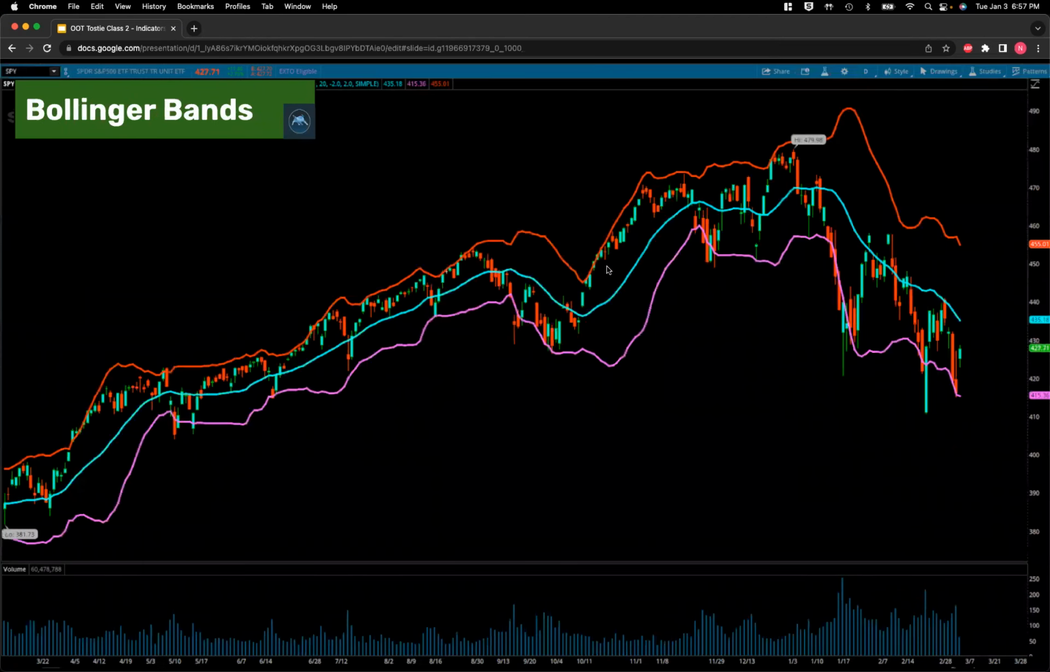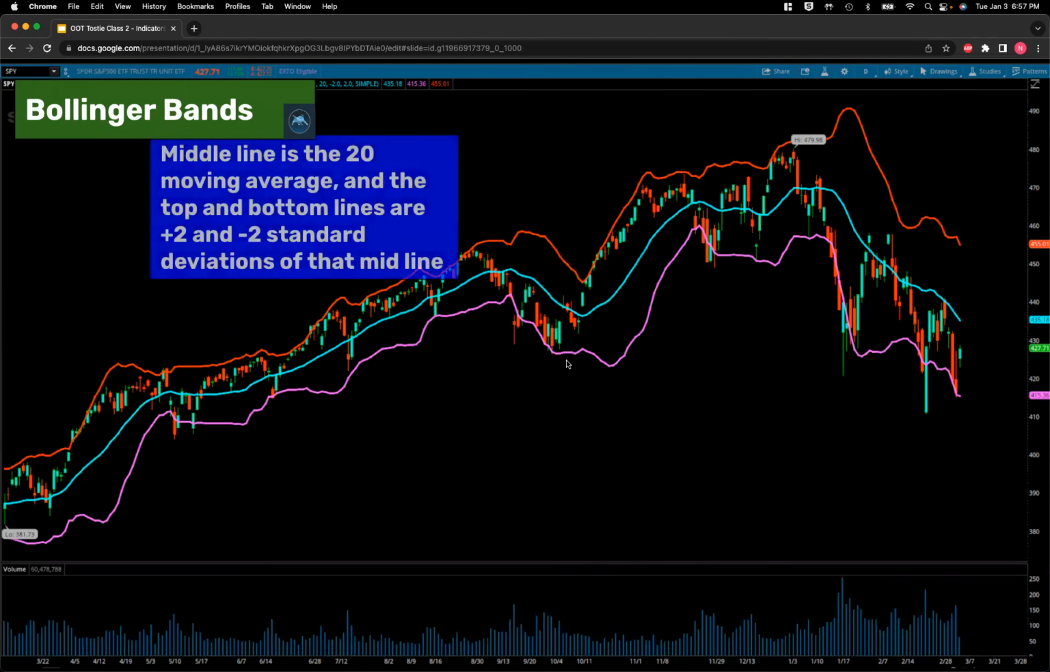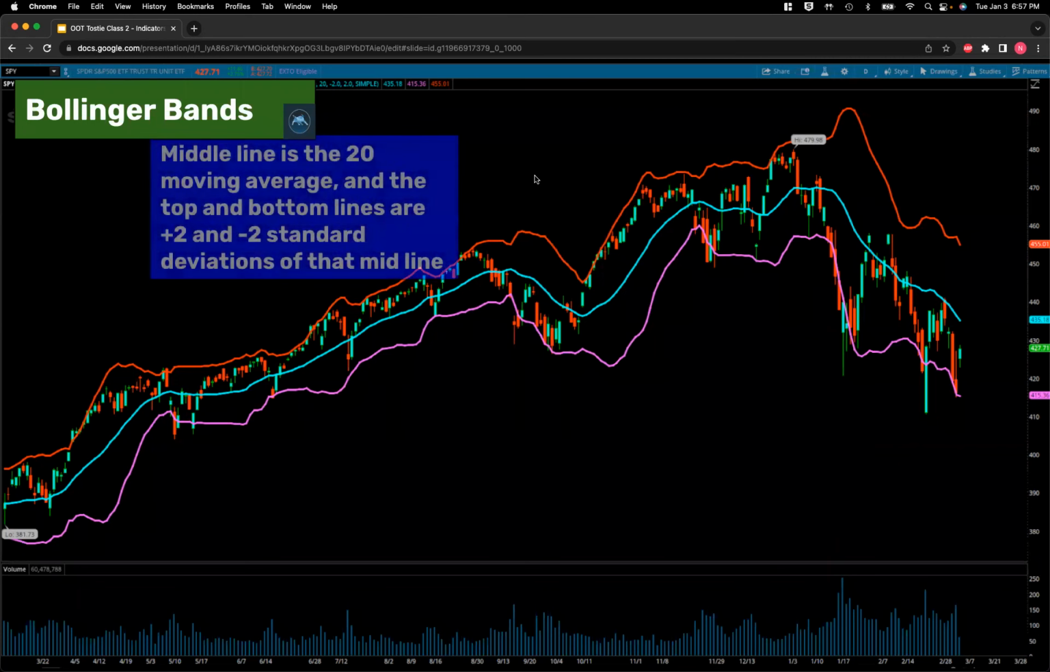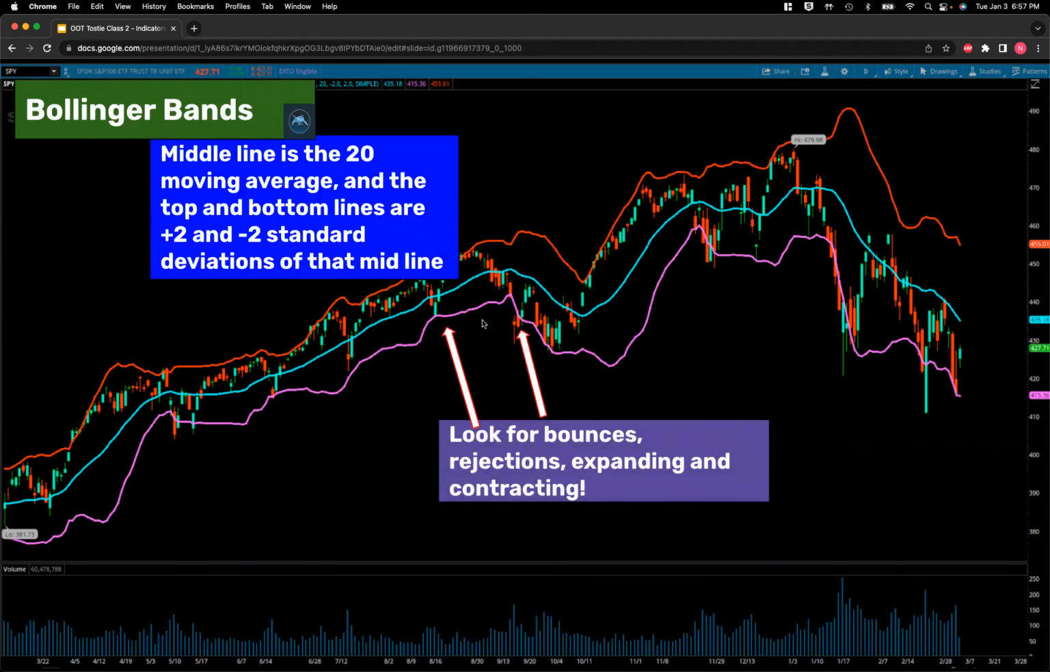Next study I want to talk about is Bollinger Bands. And this is another one of my staples. Typically I have my moving averages always on my computer charts, and I always have my Bollinger Bands on my phone charts. I don't know why, it's just kind of my habit these days. So Bollinger Bands essentially represent, okay, I'll take a step back. First and foremost, this middle line is the 20 simple moving average. Now, the red line and the pink line represent 2 standard deviations above and below this midline, or this moving average. I want to talk a little bit about standard deviation in just a second.